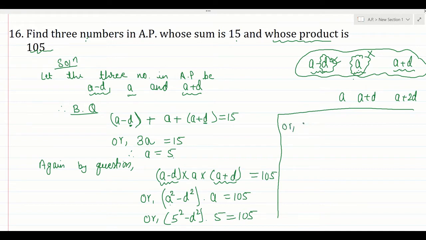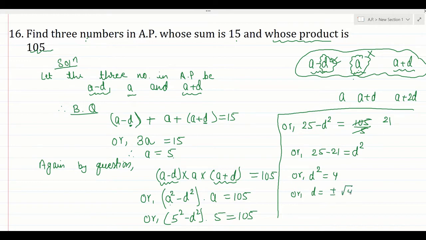After this, we can write this as 25 minus D square equal to 105 divided by 5. It is 21, isn't it? Or we can write this as 25 minus 21 equal to D square. Or D square equal to 4. It means D is equal to plus minus square root of 4, which is equal to plus minus 2. Is this clear? So we got two values of D. One D is plus 2 and the other D is minus 2.